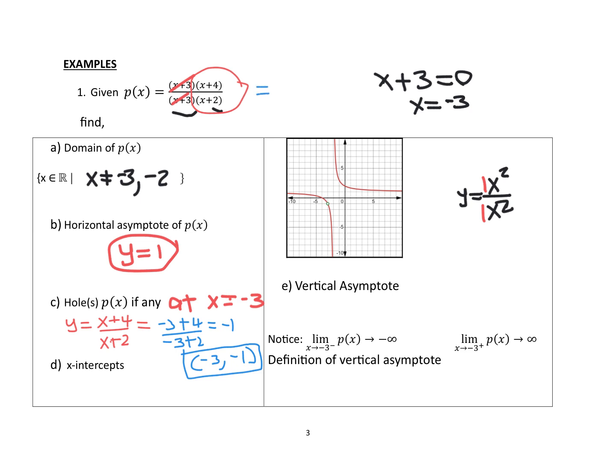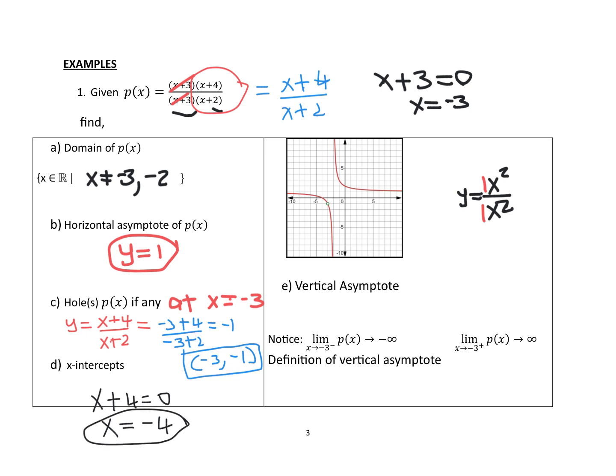Remember when I simplified this one, let me write it here again, x plus 4 over x plus 2. That's what I was left with. Okay, now the x-intercepts. How do I get the x-intercepts? To get the x-intercepts, I just need to look at my numerator, and whatever was left in the numerator, I make it equal to 0 and solve. So that's going to be x plus 4 equals 0. So that means my x-intercept is going to be at x equals -4.